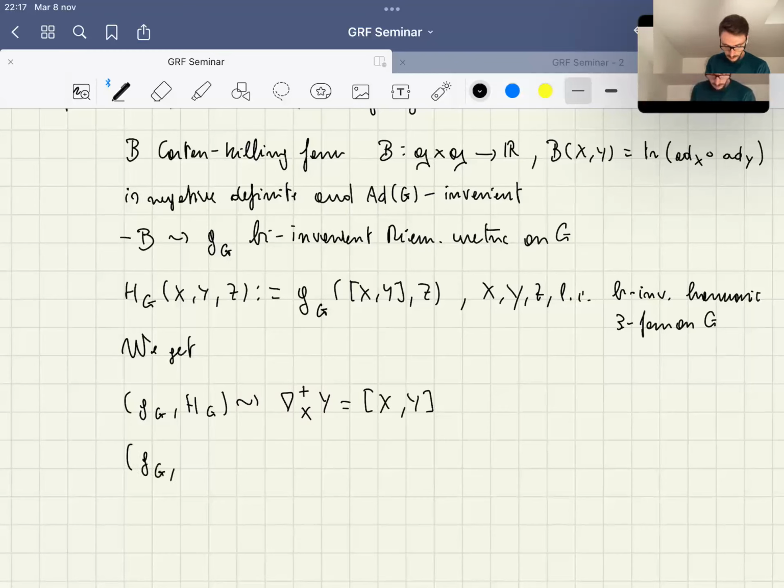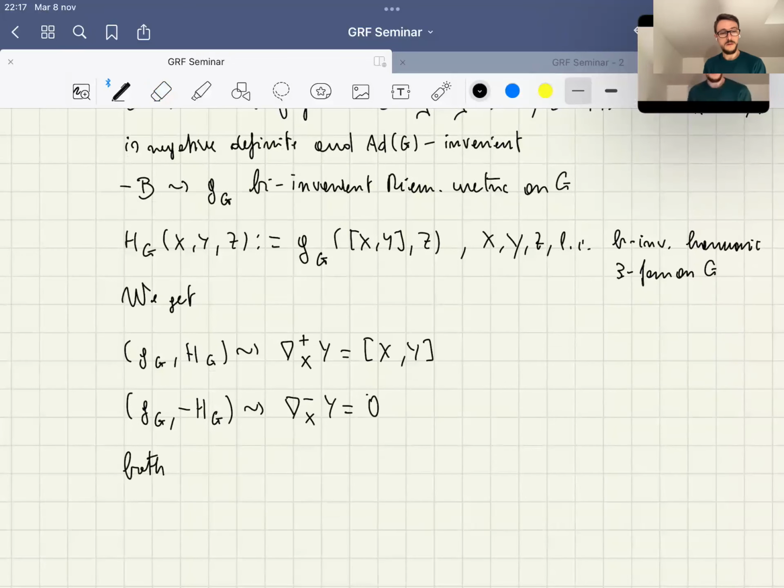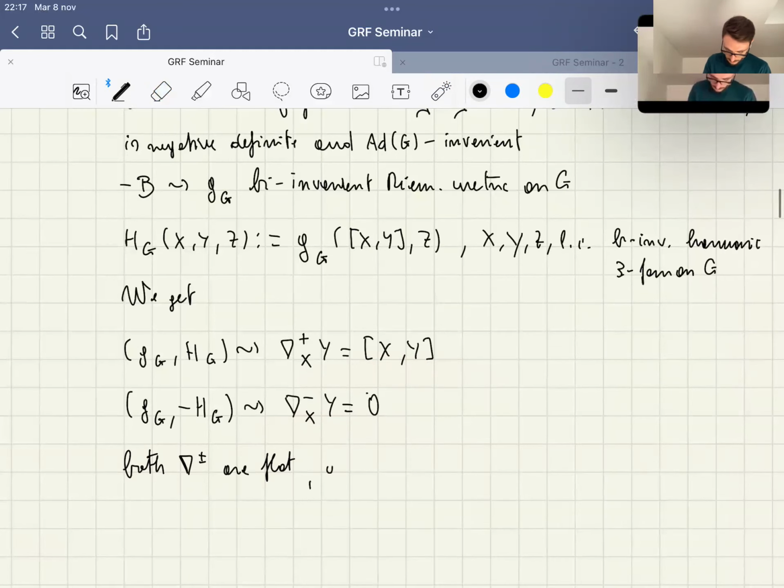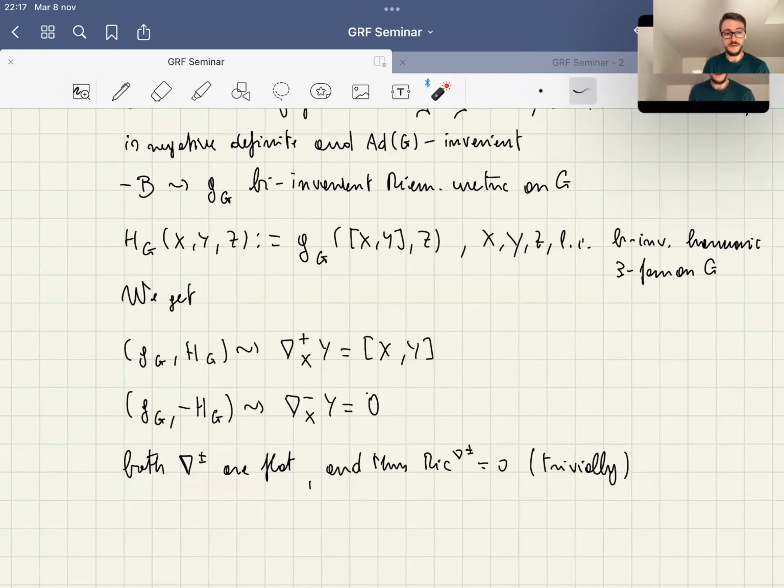If you consider the pair given by the same Riemannian metric but H with the opposite sign, then you get another bismuth connection that is just equal to 0 for each pair of left invariant vector fields X and Y. These connections are flat. This is obvious in the second case, and in the first case it follows from the Jacobi identity for the Lie bracket once one computes the curvature tensor of such a connection. So they are flat, and thus in particular they are bismuth-Ricci flat. So they are BRF according to the definition I gave before, but of course trivially, because the whole curvature tensor is 0.